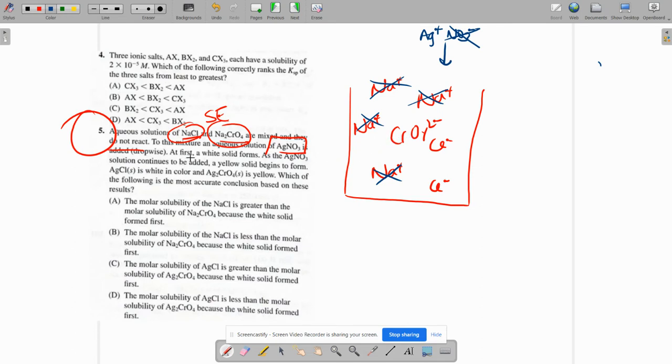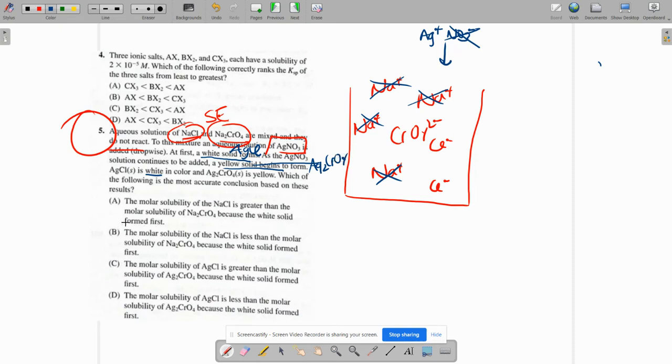So it goes on to say, at first, a white solid forms. As the Ag plus continues to be added, then a yellow solid begins to form. It goes on to say that AgCl is white, so what that means is that the first one must be the AgCl, and silver chromate is yellow, so the second one must be the silver chromate. So basically, what does all that mean?